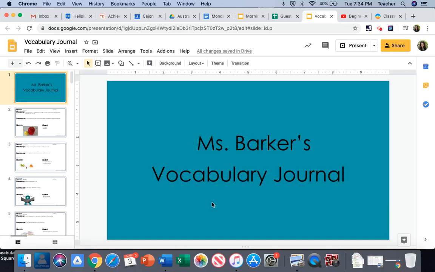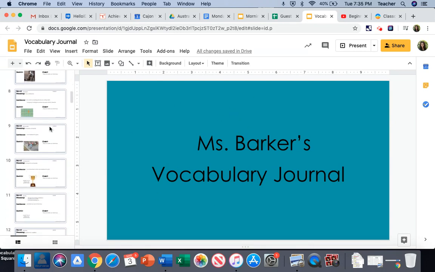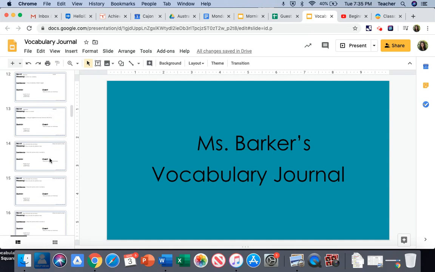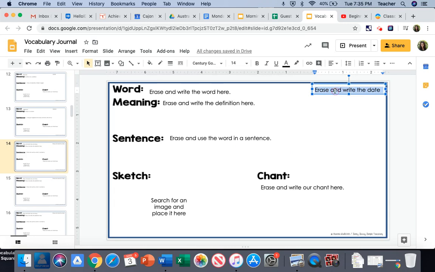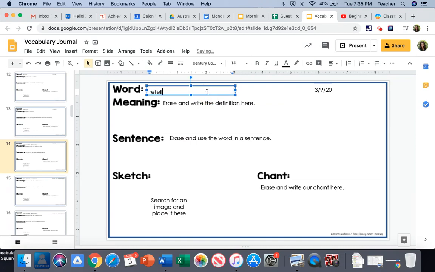All right, so you have to open up your vocabulary journal, which I know that you can do all on your own. So go ahead and get to your vocabulary journal so you see the front page just like this. Then you're going to scroll down to your newest slide and you're going to write today's date. And the first word, which you know is the academic vocabulary word, and it is retell.